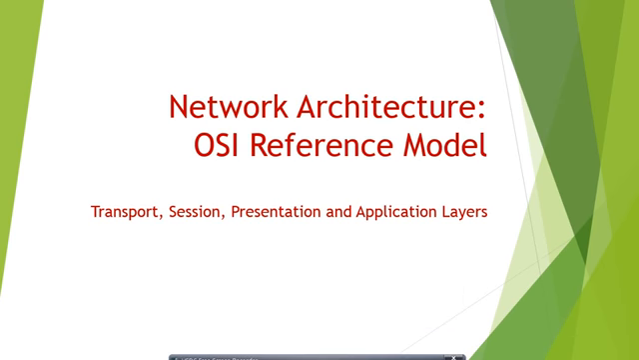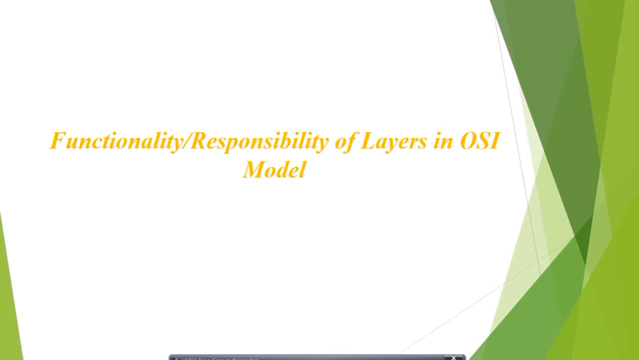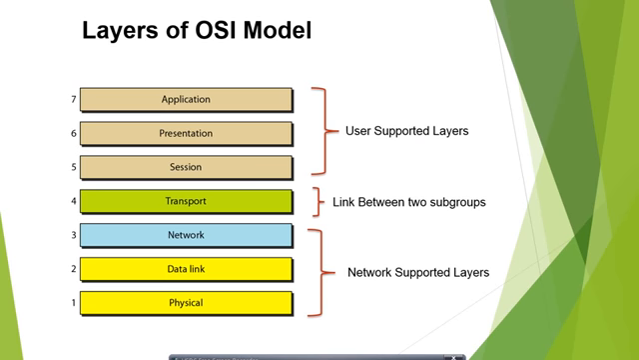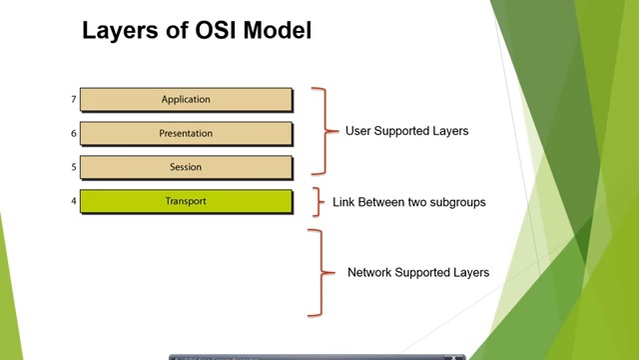Hello students, today we will discuss in this lecture the remaining four layers of the OSI reference model. So one by one we will discuss all the responsibilities of these four layers. The layers are transport layer, session layer, presentation layer and application layer. The upper three layers belong to the category of user supported layers. So one by one we will discuss.